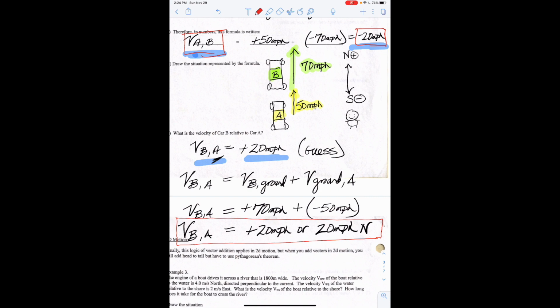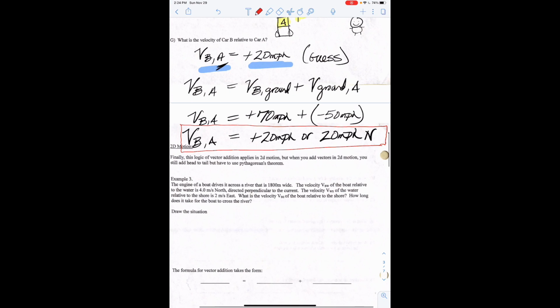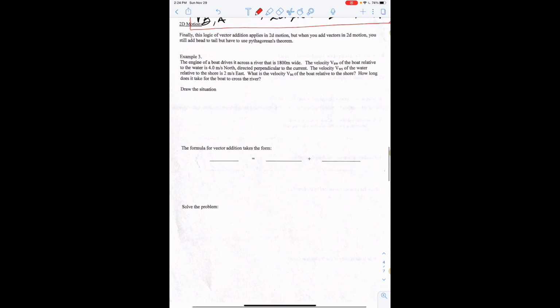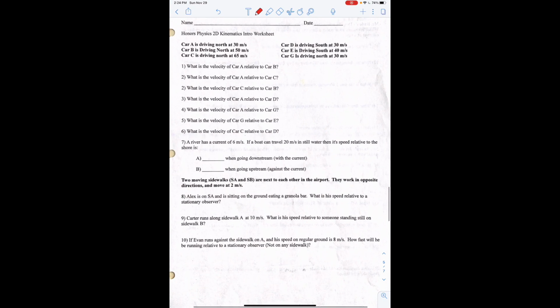Let's go ahead and look at this next problem. We're actually going to save this for 2D motion for the next lecture. And we're going to go to, this should be under relative velocity practice right here. So if you want to open up this worksheet, you can. If you're just writing this down on a separate sheet of paper, then no big deal. We're going to work through 7 through 10 together.